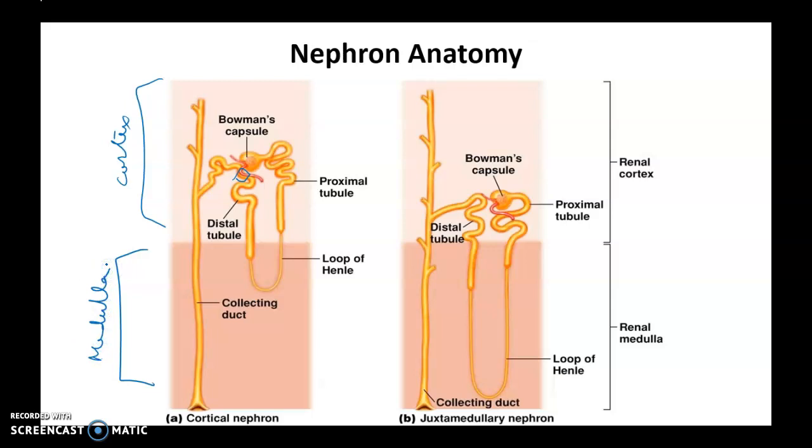This is called the cortical nephron. However, the one on the right-hand side is called a juxtamedullary nephron because it has a long loop of Henle that goes deep into the medulla. I will not question you on a cortical nephron or juxtamedullary nephron in your last lecture exam. The reason being these are more related to anatomy. We don't really talk about this in physio.